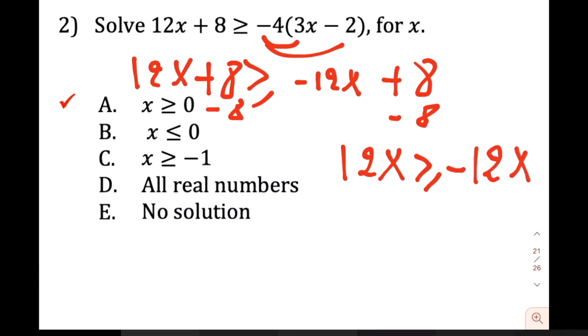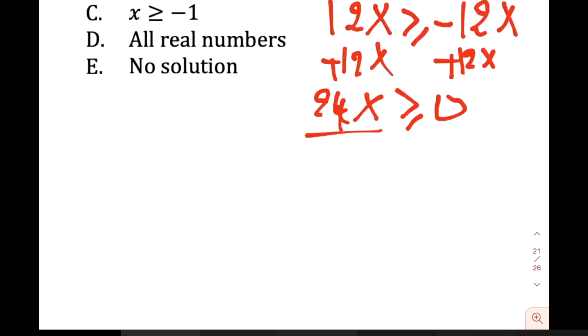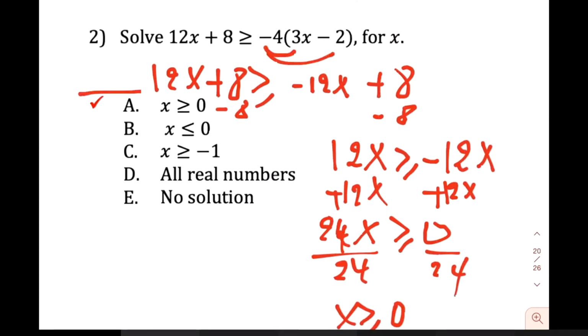Now I can add 12x. 12x plus 12x. I get 24x more or equal than 0. Okay, you can divide by 24 if you want. It's positive. And you get x more or equal than 0 divided by 24, which is 0. And that's why the option is A. X more or equal than 0. Okay.